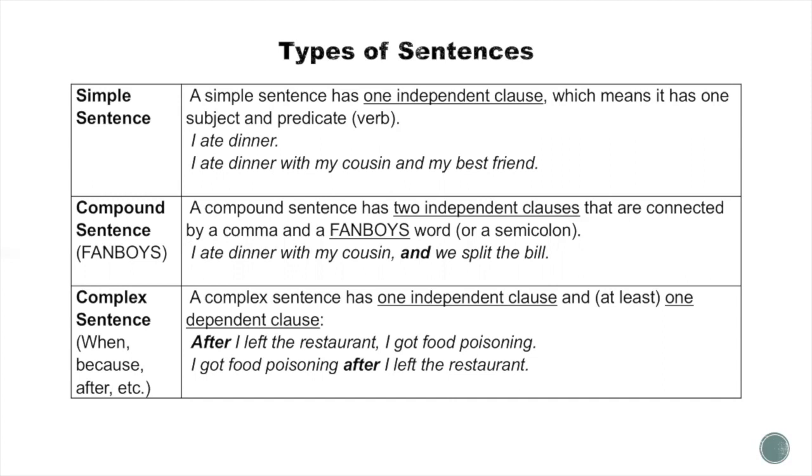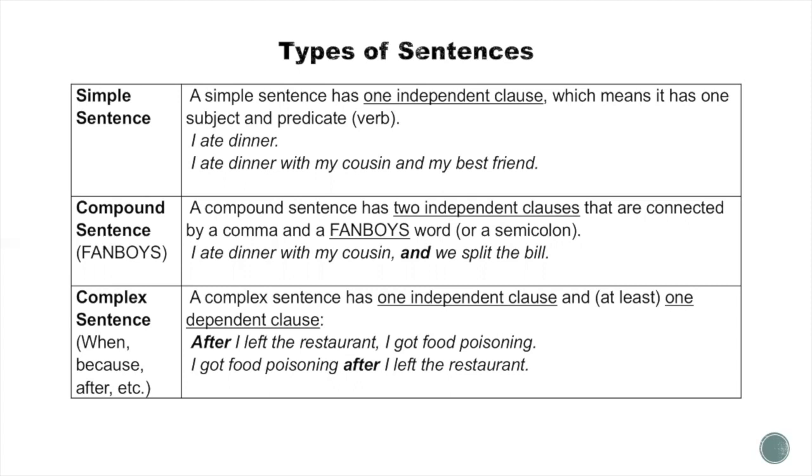Simple sentences are the most basic kind of sentence. This is where we have one independent clause. And what that means is that this sentence is just one idea. It stands on its own because it has a subject and a verb, also called a predicate. And so a simple sentence might just be something really short like, I ate dinner, right? We have a subject I, we have something we're doing, eating or ate, and dinner, that's a complete idea there.